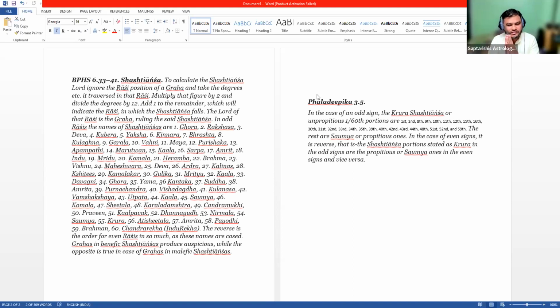So now the question arises whether every planet can give me a health issue. Let's say if 7 planets out of 9 are in Krura Shashtiamsha, can we say all 7 planets can give me health trouble? No. So I will show you with an example how to identify this and how to use it.